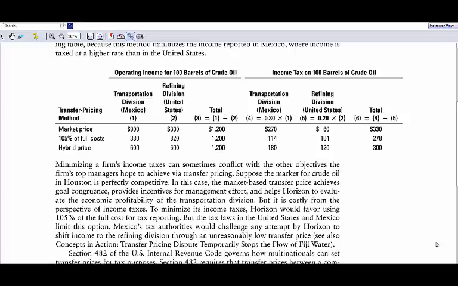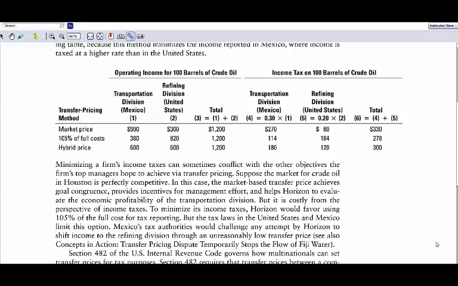Section 482 of the U.S. Internal Revenue Code, we've mentioned that it governs how multinationals can set transfer prices for tax purposes. It requires that transfer prices between a company and its foreign division or subsidiary for both tangible and intangible property equal the price that would be charged by an unrelated third party in a comparable transaction. We talked about the IRS lawsuit against Semantics Corporation.